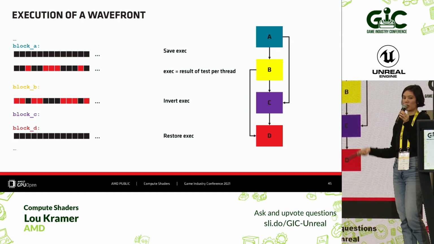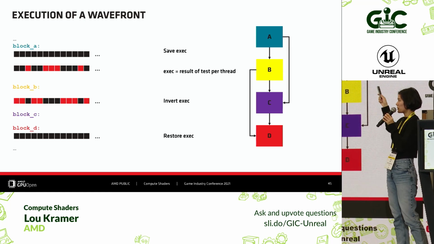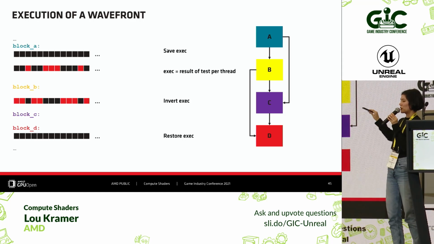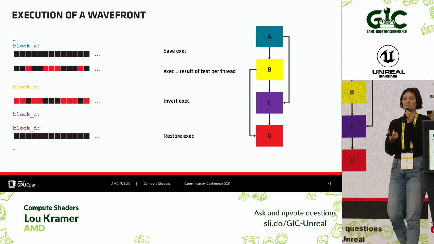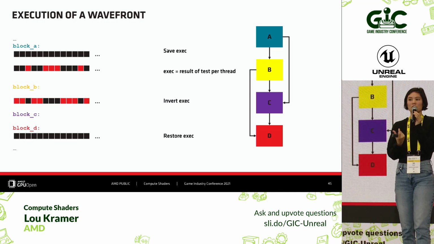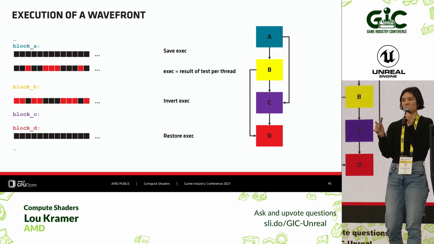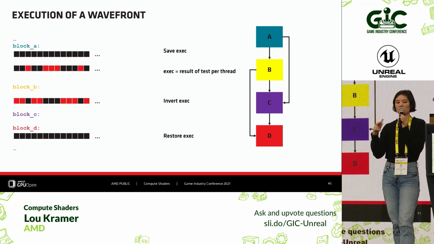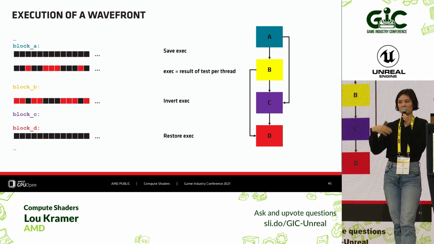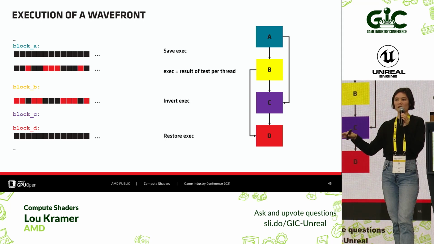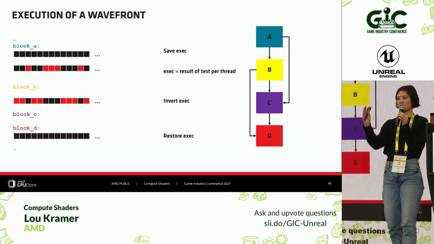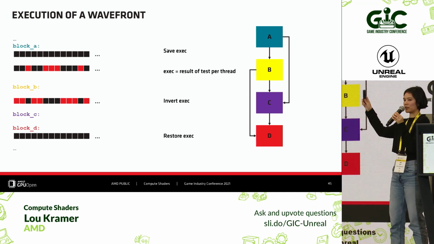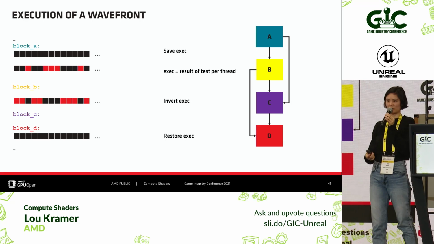Then we enter block B. Block B gets executed for all the active threads. Then after block B, we invert our execution mask so that all the other threads are now entering block C, the else part. And then when this is done, we restore the execution mask from previously. So we are now leaving the if-else block and just go on with the rest of our code. We are restoring the execution mask, and since in the beginning all threads were active, at the end all threads are active again.